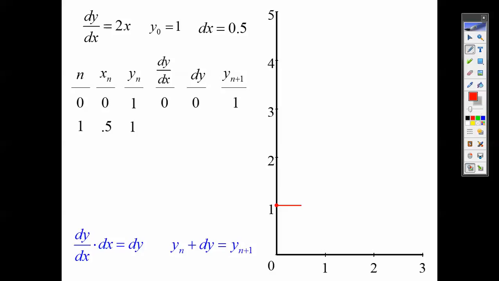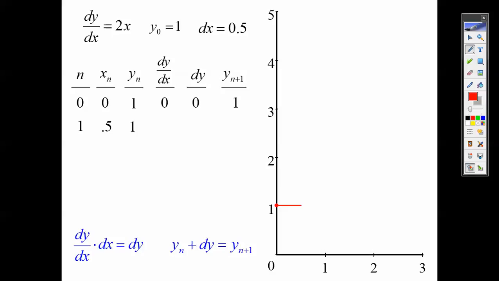Doesn't that sound like what we talked about with rectangles? Left rectangles assume the graph stays flat. Trapezoids assume the graph goes linear, right? So they're off. Well, this is going to be off. Because we figure out the slope at this point and we assume for the whole step size, the whole 0.5, we assume the slope stays 0 even though we know it's not good. Okay, so we keep going.